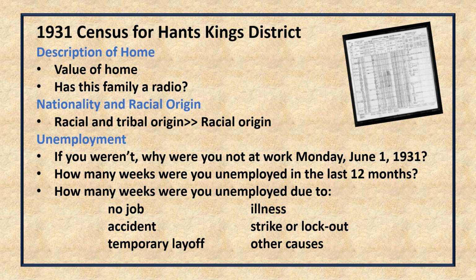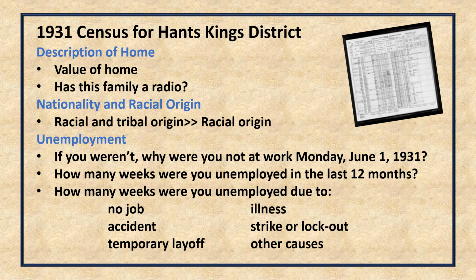Note that the reference to tribal origin has been dropped from this census, likely because it is more appropriately covered elsewhere. The section on unemployment asks more pointed questions about the nature of the unemployment, if it occurred. If you weren't working on Monday, June 1st, 1931, why not? How many weeks were you unemployed in the last 12 months? How many weeks were you unemployed due to no job, illness, accident, strike or lockout, temporary layoff, or other causes?